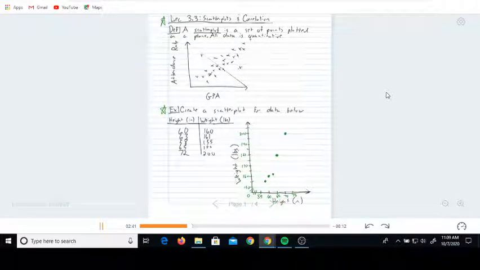Now let's go ahead and talk about studying scatter plots. And when discussing scatter plots, we're often looking for a correlation. A correlation is a statistical measure that indicates the extent to which two variables fluctuate together. And we'll be looking at positive correlation and negative correlation.